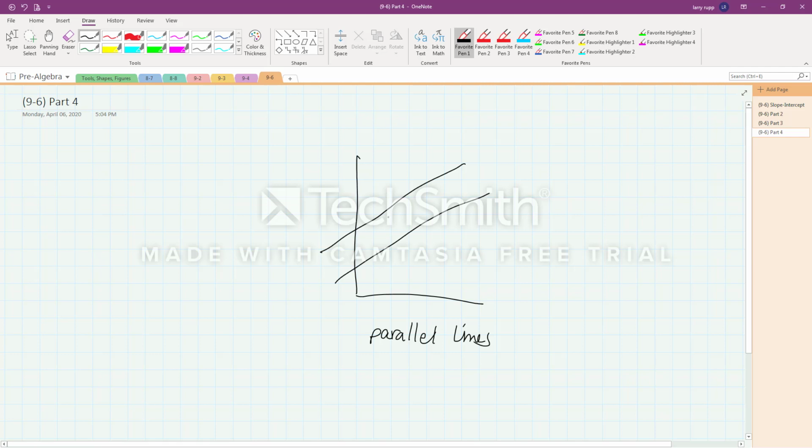If you look at these, what is similar between these 2 lines, the top one and the bottom one? What's similar is they have the same slope. They both have the same slope. What's different about them? They have different y-intercepts. So they have the same slope, different y-intercepts.